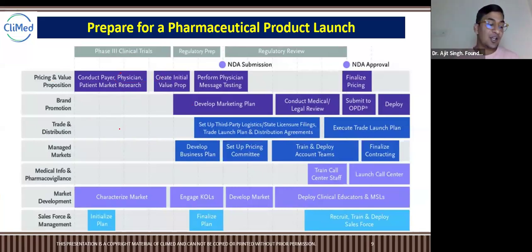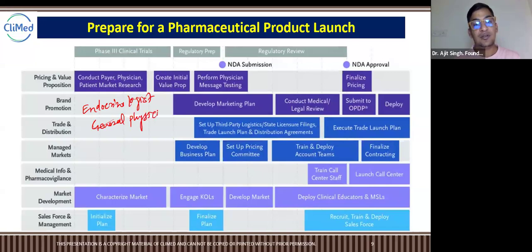Let's discuss. This is the overall slide. There are 40 slides in this presentation, but this is the final slide where you will get everything. Endocrinologists. Other than endocrinologists, who? I'll write here: endocrinologists, then general physicians. There are mostly two groups who treat diabetes: endocrinologists and general physicians.